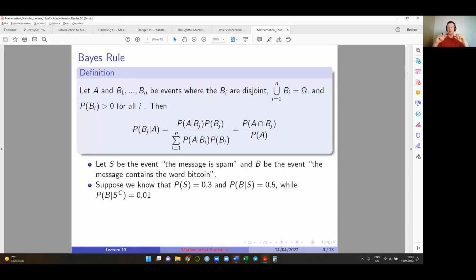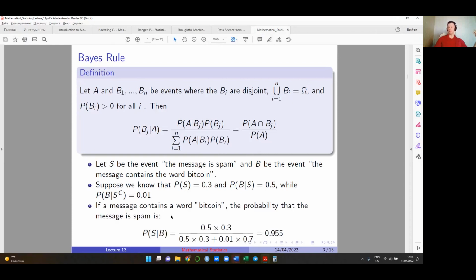Look, in principle, I can receive a message with the word Bitcoin in two different cases. In one case, it is spam, and I know that the probability of this is 0.5. In the other case, suppose that some friend writes you an email and asks about how Bitcoin works, knowing that you are an economist and can explain all these things. This is definitely not spam. So the probability to receive such a letter that contains Bitcoin but is not spam is 0.01. And the total probability to receive a letter with Bitcoin must be calculated according to this rule in the denominator. So let's see how this works.